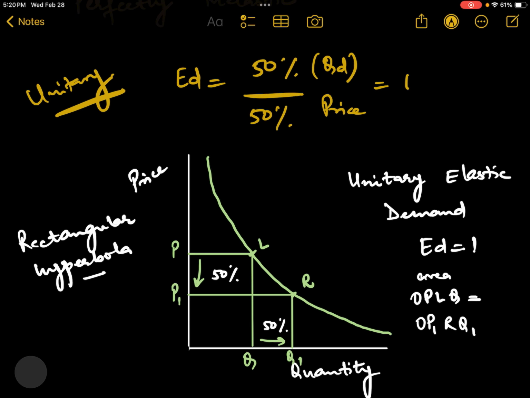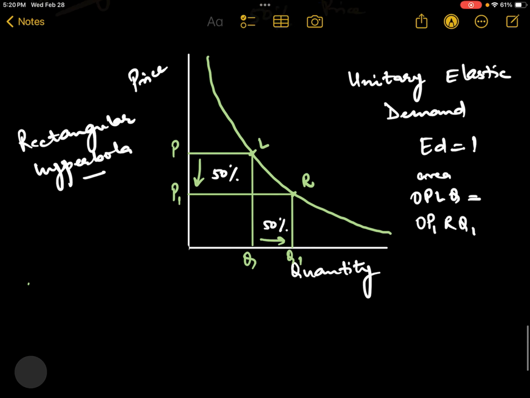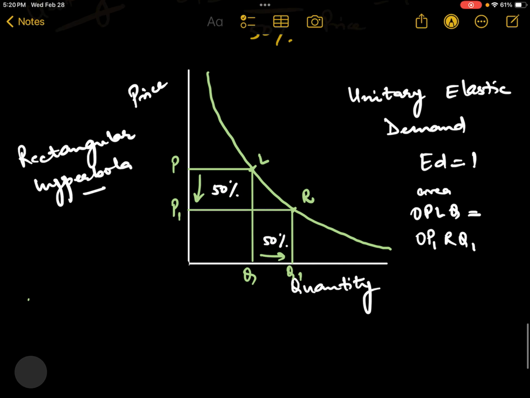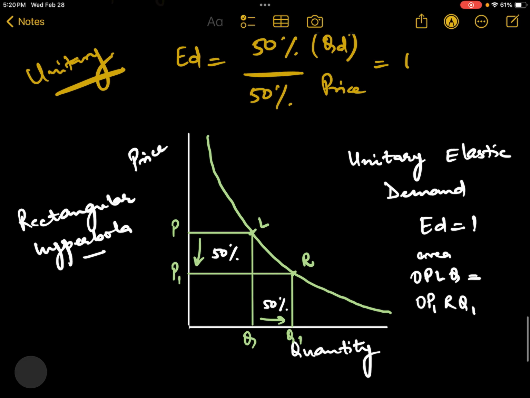Now, if you look at examples, probably in case of durable goods like your scooter, refrigerator, you will find that they have unitary elastic demand curve.